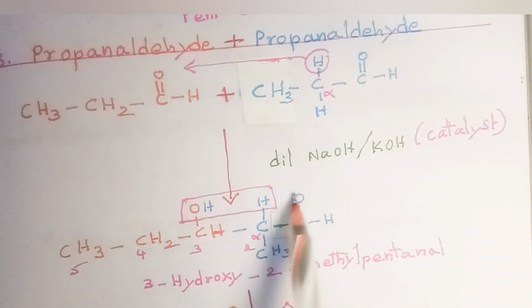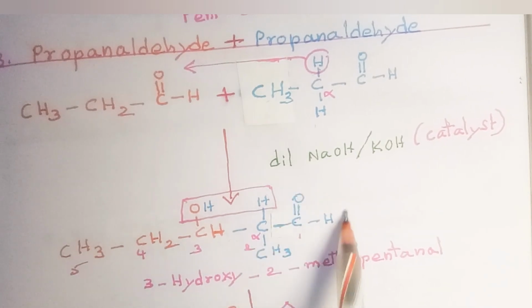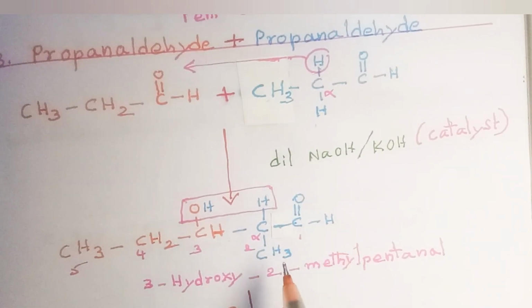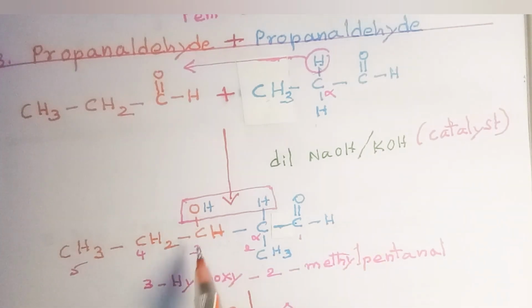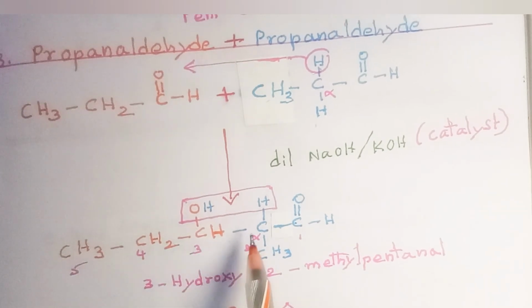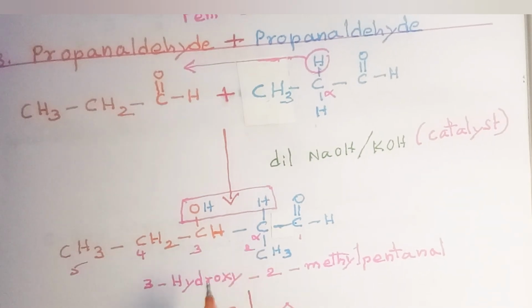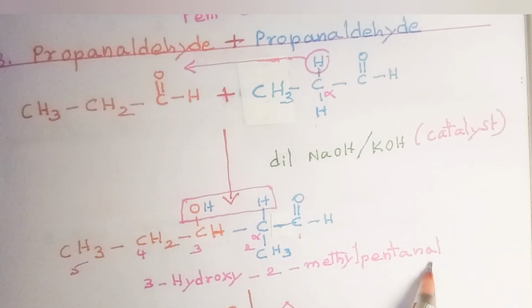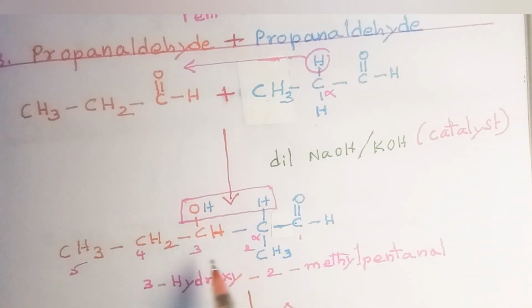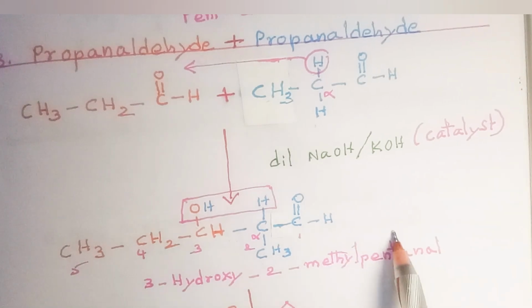This CHO is the aldehyde functional group. This compound has 5 carbon atoms, so it is pentanal. There is a hydroxyl group on the third carbon atom and a methyl group on the second carbon atom, so it is called 3-hydroxy-2-methylpentanal. This is the aldol formation product.